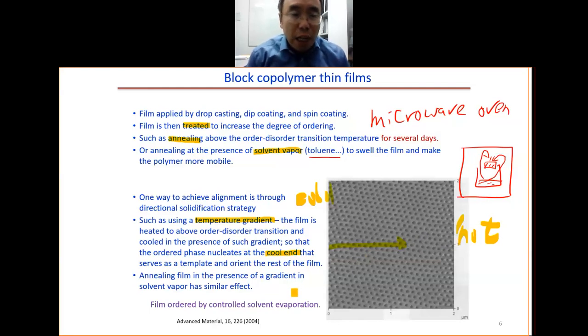Another way to do this is in the presence of a solvent vapor gradient. More solvent vapor on this side, less solvent vapor on the other side, or maybe the opposite. Then you can also get self-assembled long-range ordering.